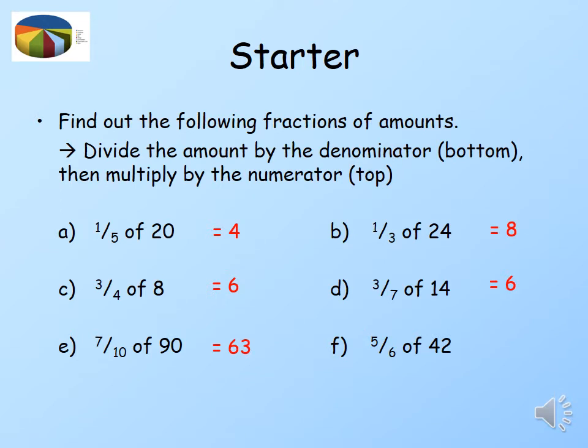Next one, the answer is 63. 90 divided by 10 is 9. 9 times 7 is 63. Next one, 5/6 of that is 35, because 42 divided by 6 is 7. 7 times 5 is 35. So we need this skill in order to be able to do the work in interpreting pie charts.